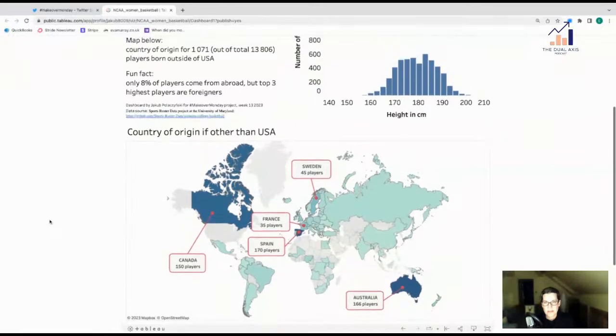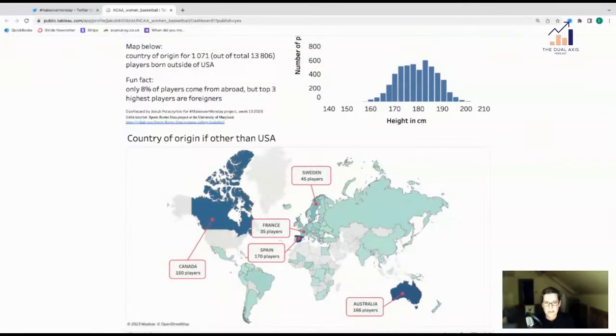So it says country of origin for players born outside of the US. Okay. And then there's a fun fact, only 8% of players come from abroad. But the top 3 highest players, tallest players, not highest, are foreigners. Okay.